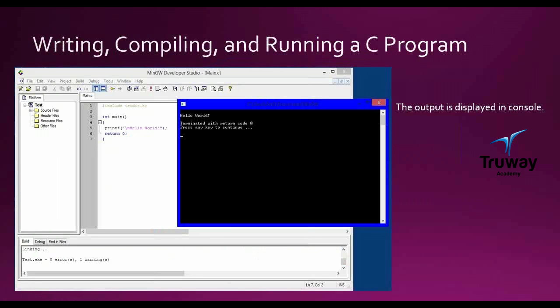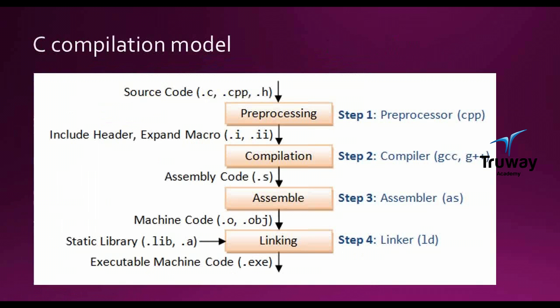Now we'll understand the compilation model of running a C++ program. First of all, whatever program we are writing, whether it is C or C++, it may also have header files that we use along with those programs. That is being indicated here. You can see at the top we have the source code.